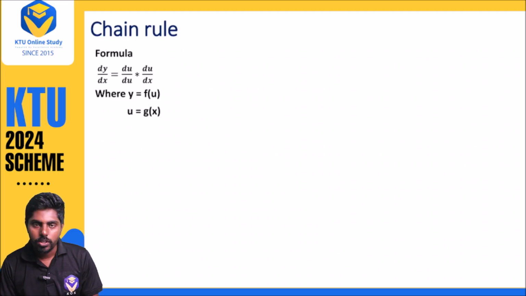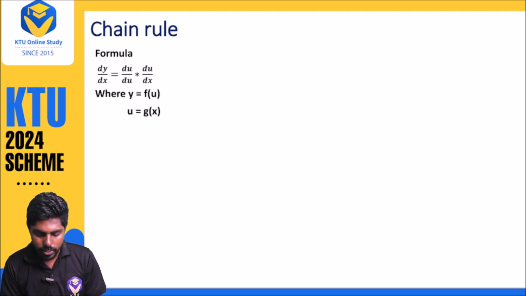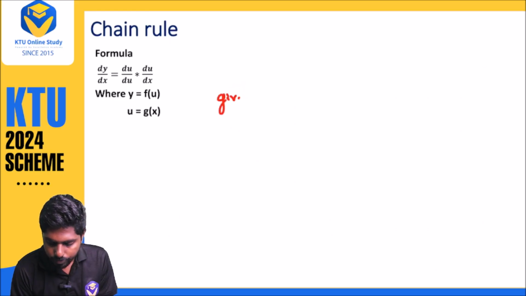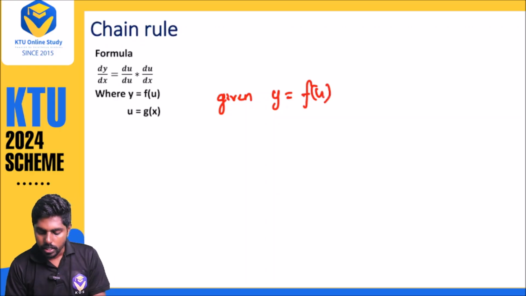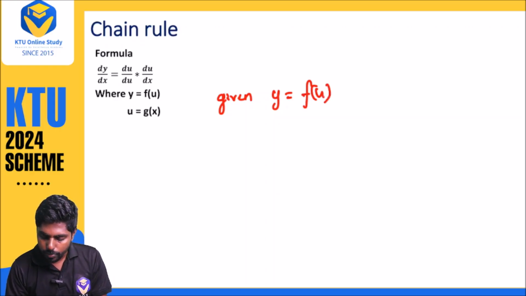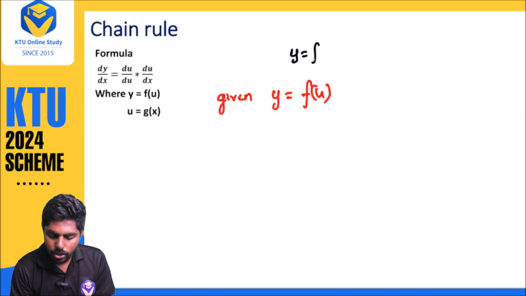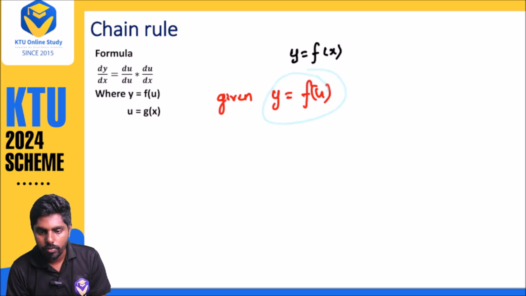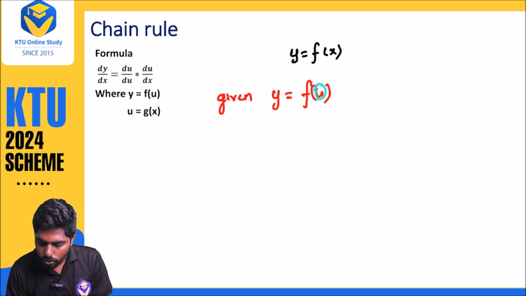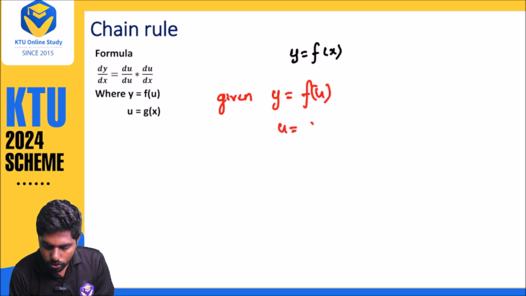Normally, using derivatives you can find the answer, or using the chain rule you can find the answer. I will give an example. They will give y is equal to f of u. Previously we have learned y is equal to f of x, but here they will be giving y is equal to f of u, where u is equal to g of x.